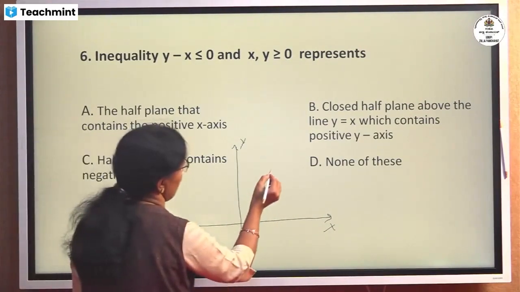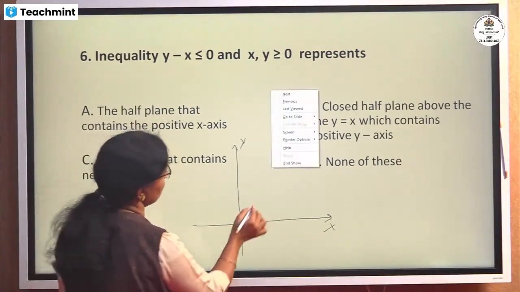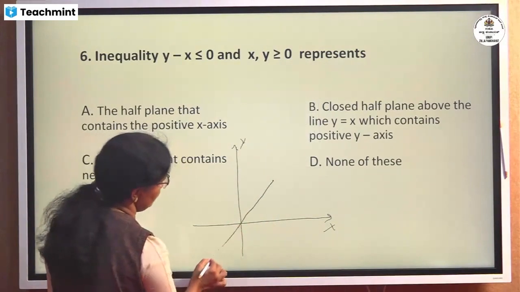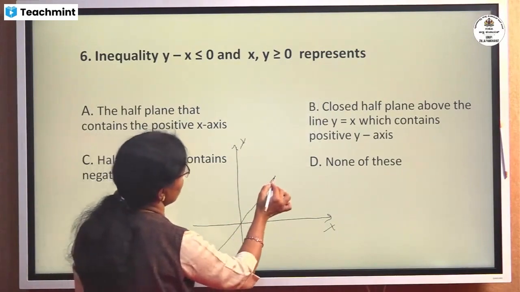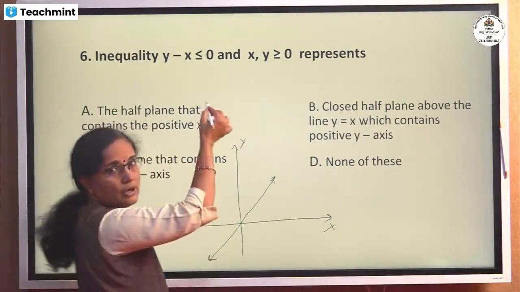So it must pass through the origin. This is the line which passes through the origin. If you take this as the equation, you will get this line. Then you have to do the origin verification.